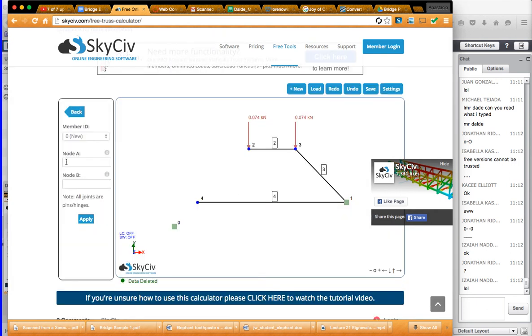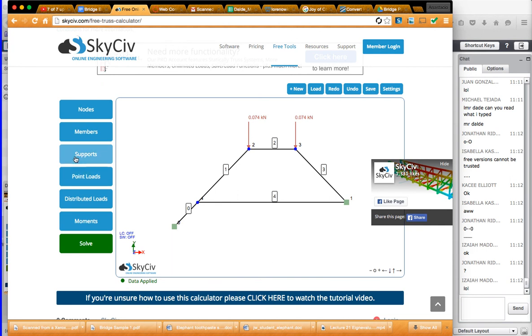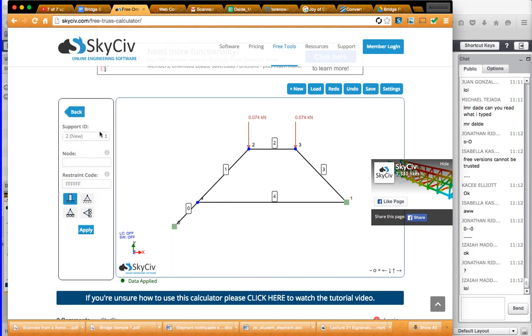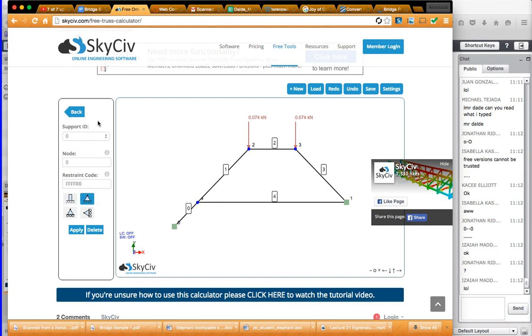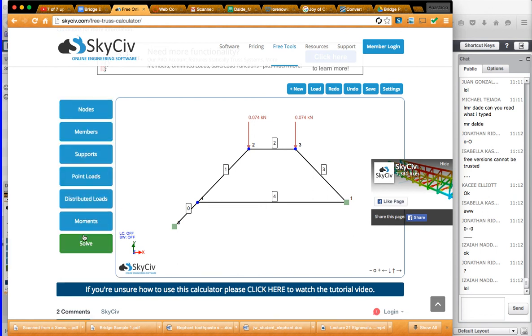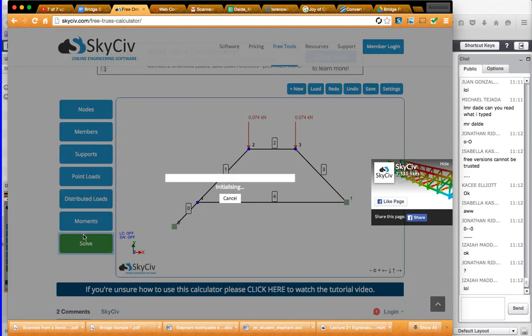Okay, let's see. I want to go from 0 to 1, or 0 to 4, 4 to 2. Support 0 is going to be that. Support 1 is going to be that. This looks like it worked. It should work.